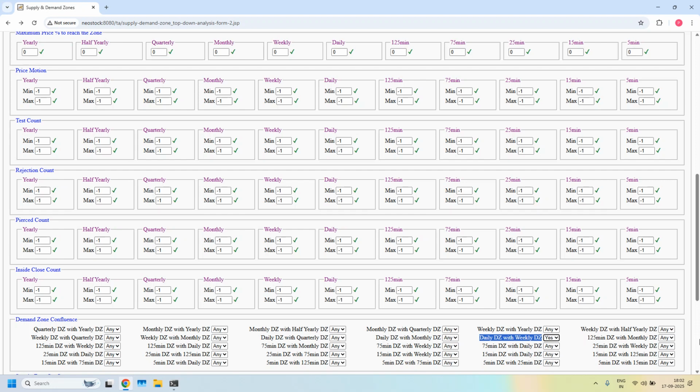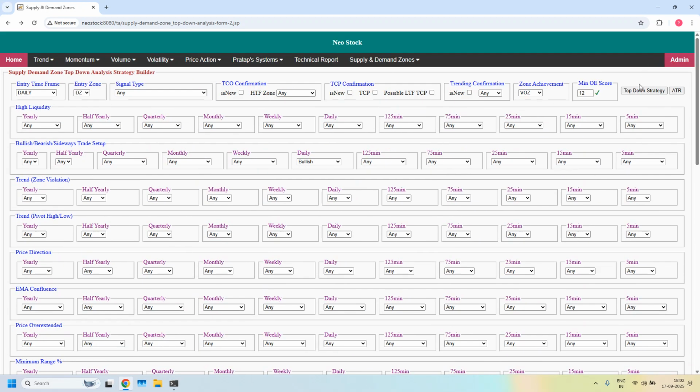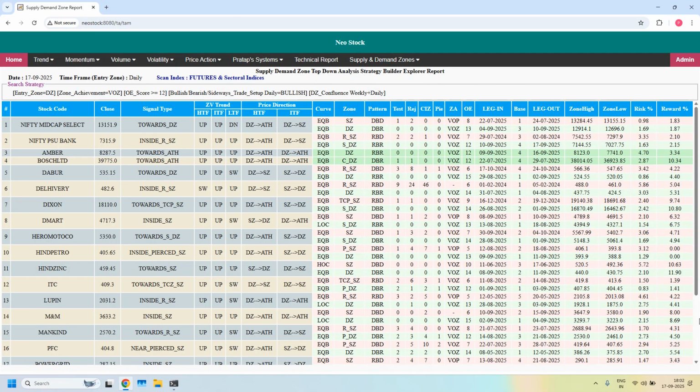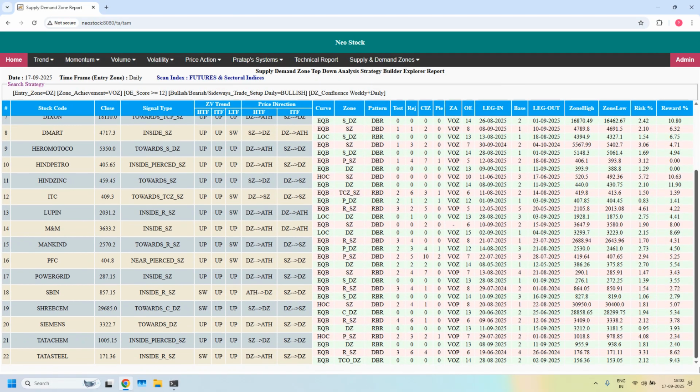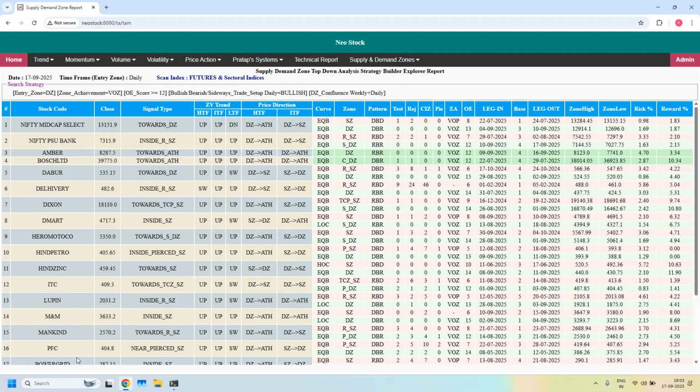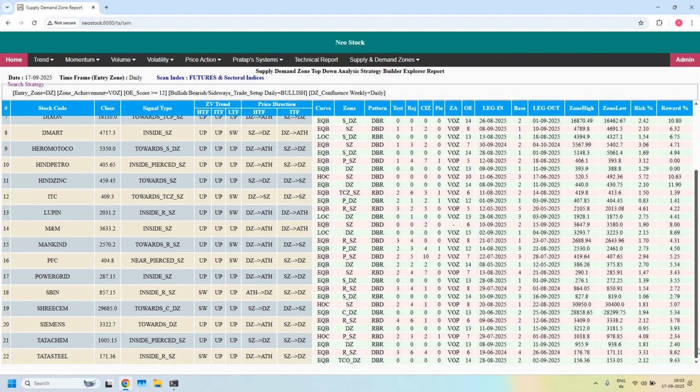By enabling the filter and applying on those 31 stocks, now the list is come down to 22 stocks. So first 16 stocks in the list. Scrolling the list down. So total 22 stocks are filtered. Is it enough? No. We need to add one more filter because daily demand zone overlapped with weekly demand zone. And also weekly trend is uptrend in all the stocks.